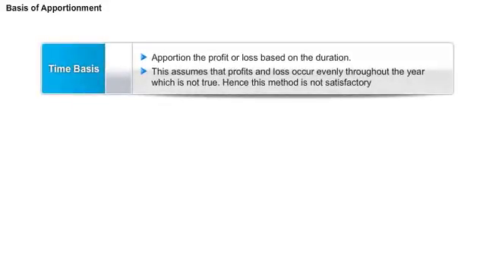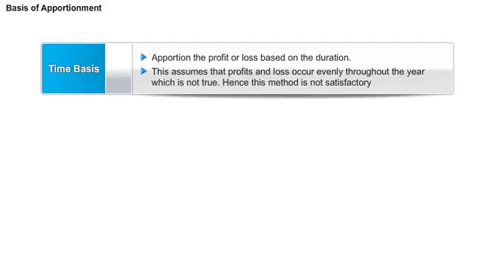And what are those reasonable bases for splitting the profit or loss between the pre-incorporation period and the post-incorporation period? This question arises only in the first year, because from the second year onwards it is anyway going to be post-incorporation period. So the types of basis which are typically used for the apportionment between pre-incorporation and post-incorporation.